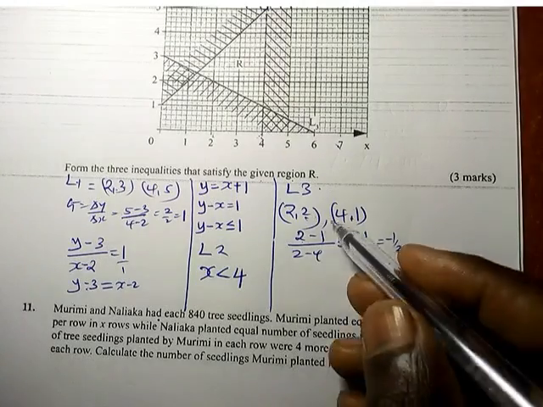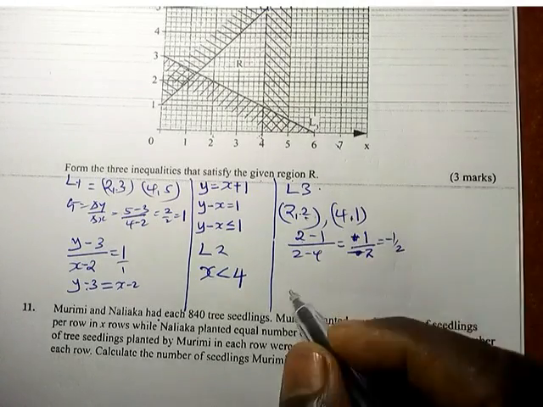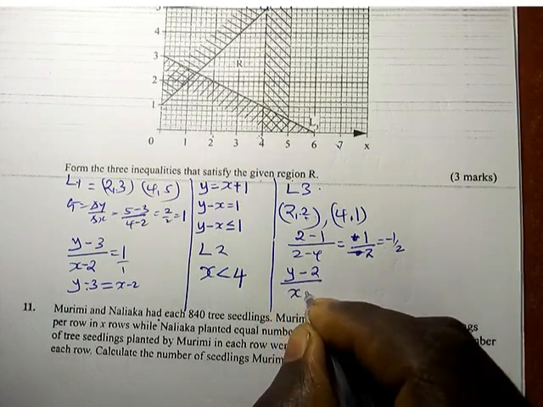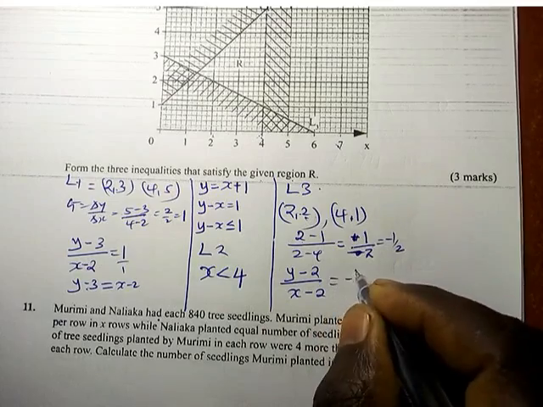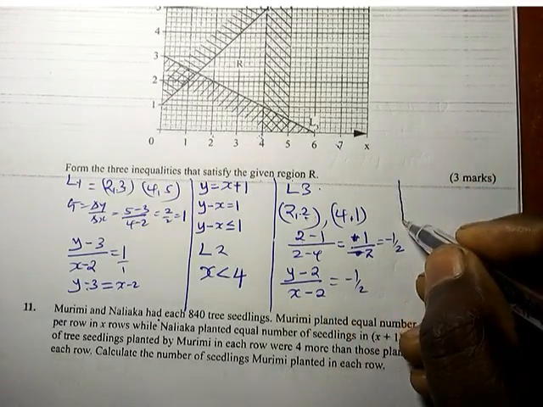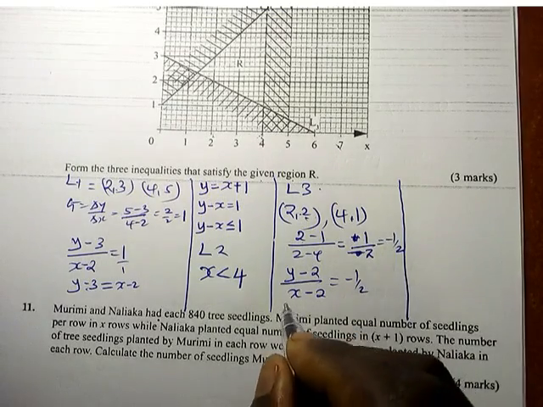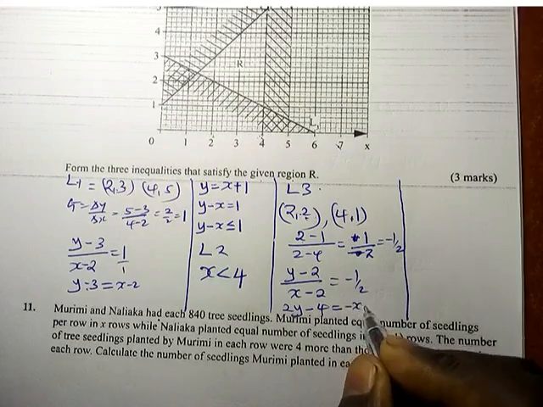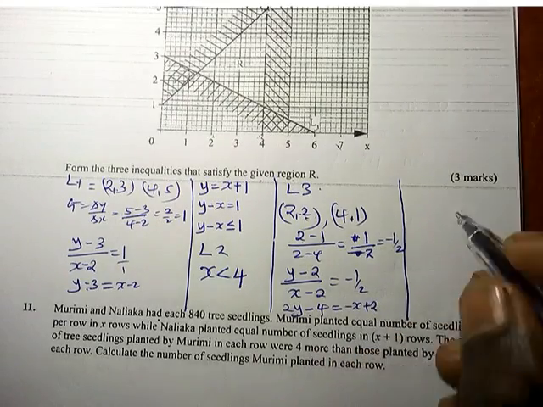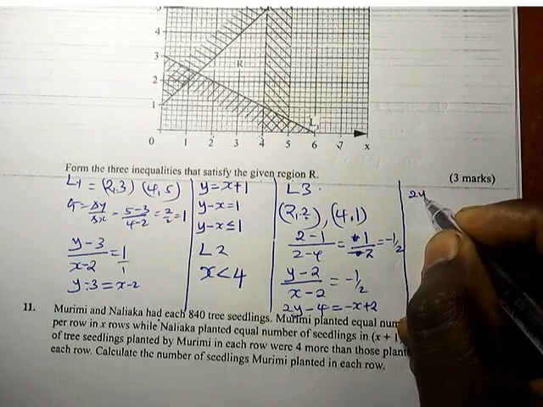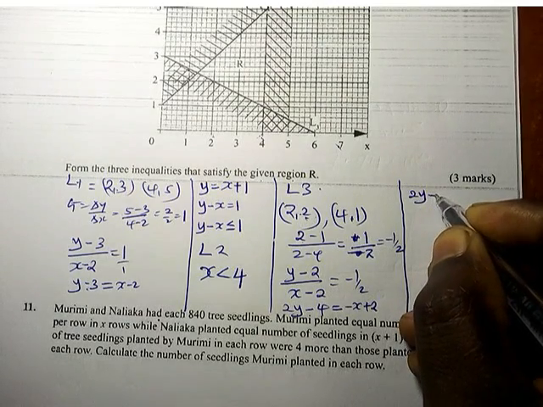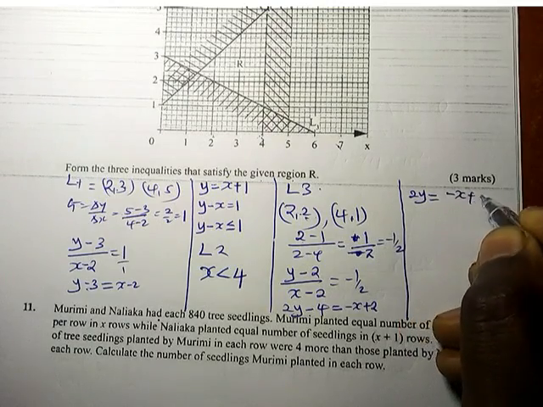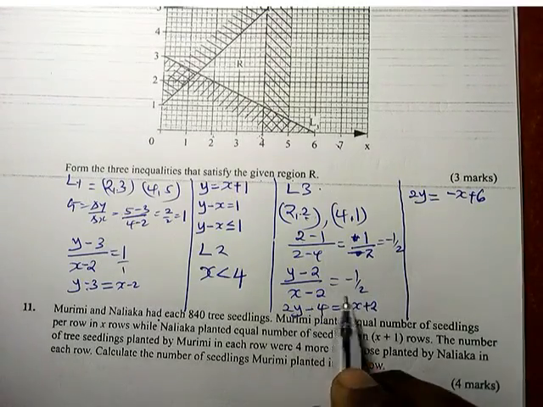After getting the gradient, take one point and get the equation. So y minus 2 over x minus 2, the answer is negative a half. So this one is going to be 2y minus 4 equal to negative x plus 2. That is 2y is equal to negative x plus 6.